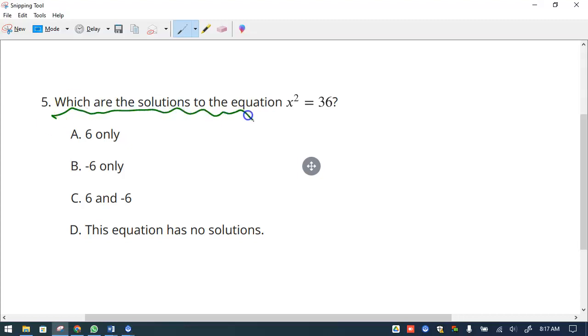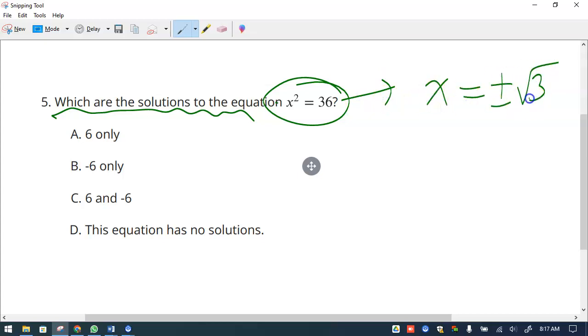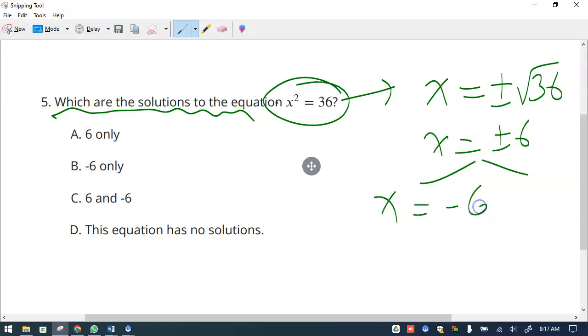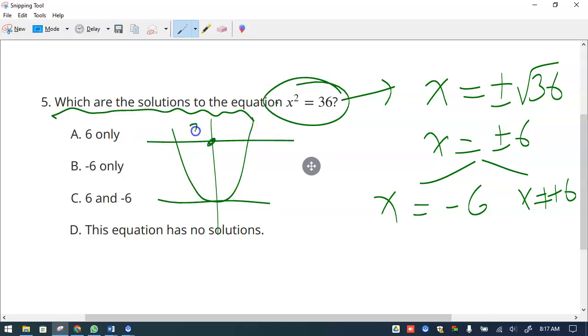Which are the solutions to this equation? They ask you a simple question. Remember, directly we can write this as x equals plus or minus square root of 36, and x equals plus or minus 6. So the two answers are x equals minus 6 and x equals plus 6. And you are done, because it's like a parabola and it crosses at 36. We want to know when that happens, and you can see it is at minus 6 and 6. So this and this.